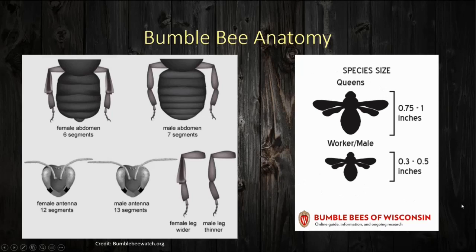It's specifically for the rusty patch bumblebee, so not all bumblebees fit these size specifications, but it illustrates how for all species the queens are going to be larger than the workers and the drones.